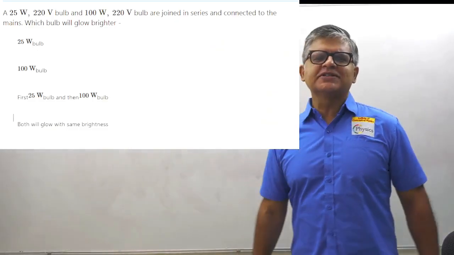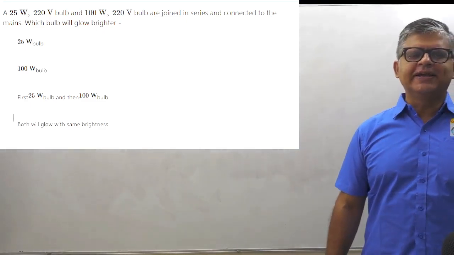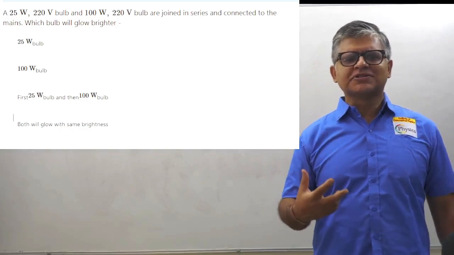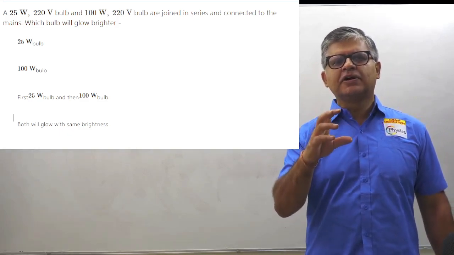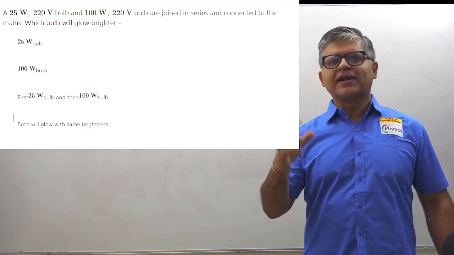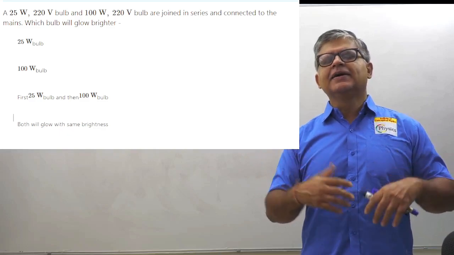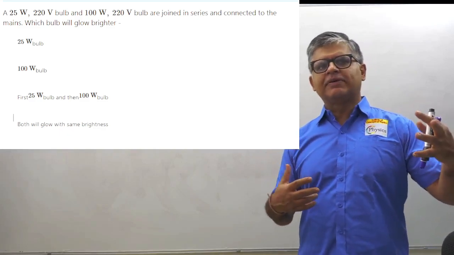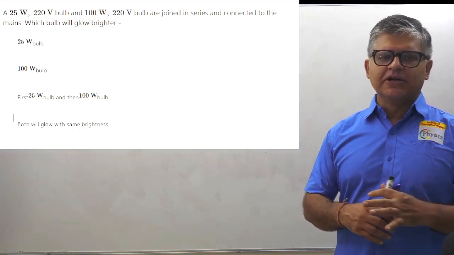Okay, so this question is from the topic of heating effect of current. Very important topic, and you would have seen many questions pertaining to the power given for bulbs, right? Then the bulbs are connected in parallel or series, and then they ask you which bulb will be brighter, which bulb will be dimmer. So read the question.